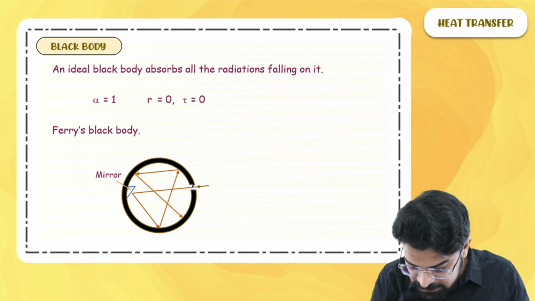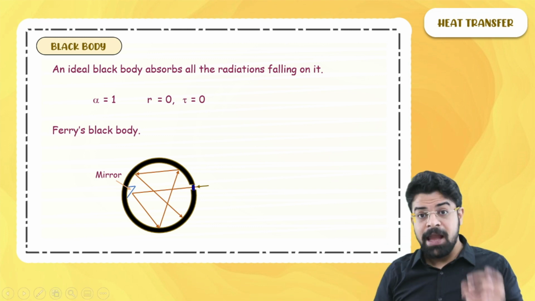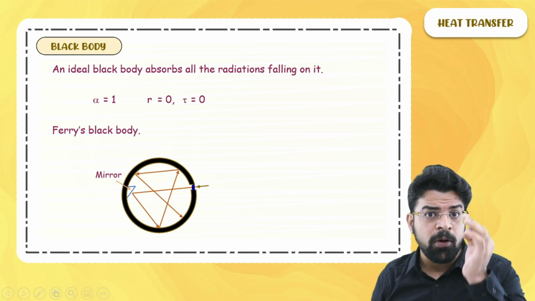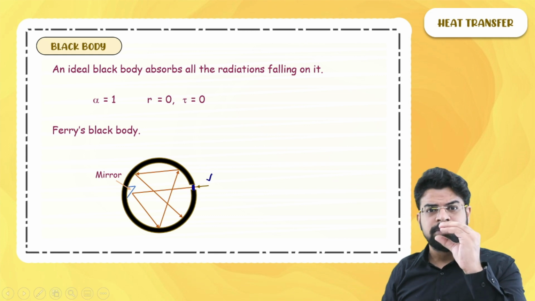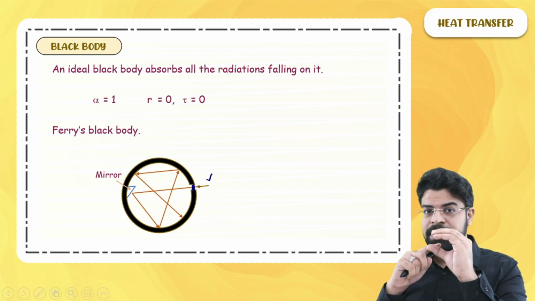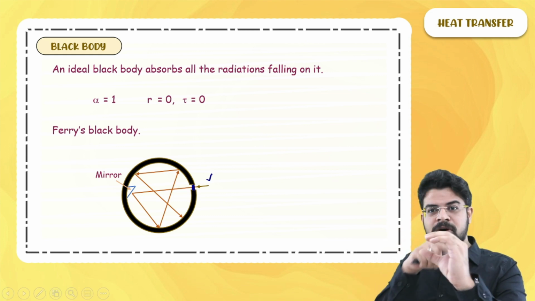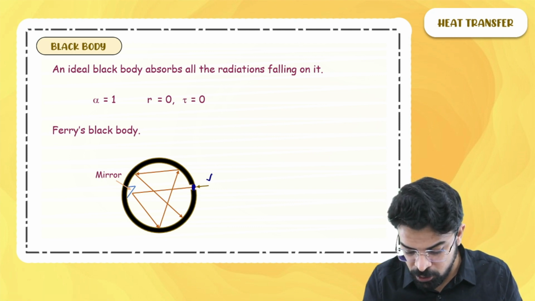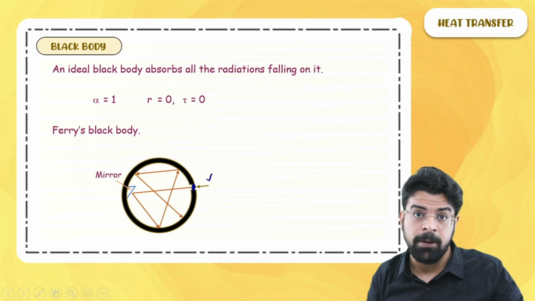So we say that this small opening acts like an ideal black body. Irrespective of the type of radiation entering from this small opening, nothing comes out. It keeps on getting reflected within the pot. Hence, this small opening acts like an ideal black body.